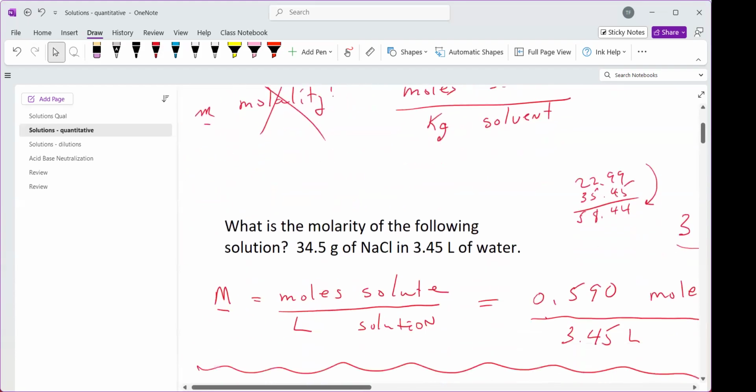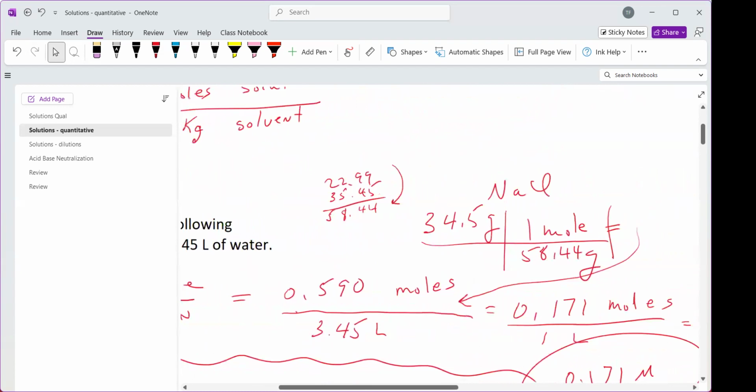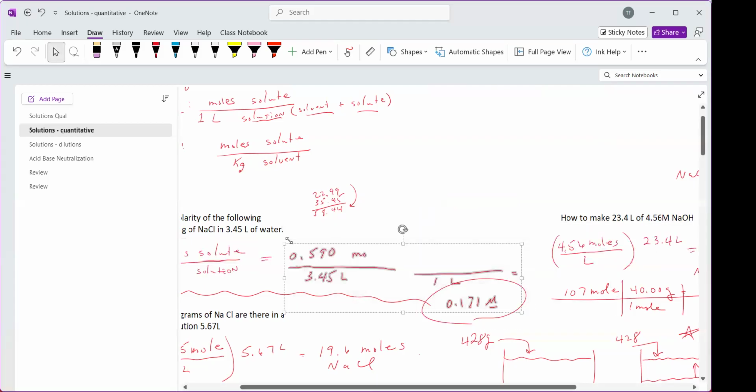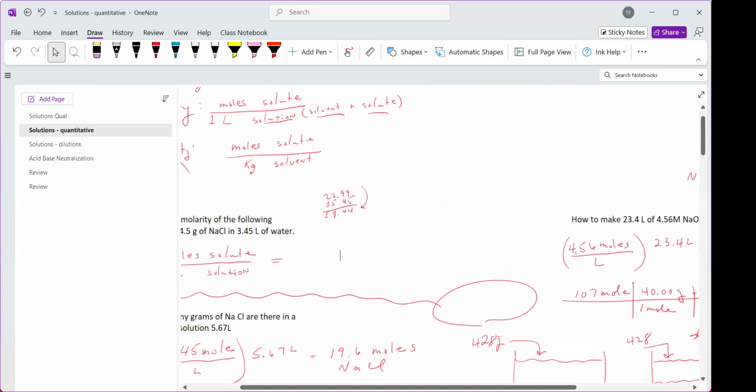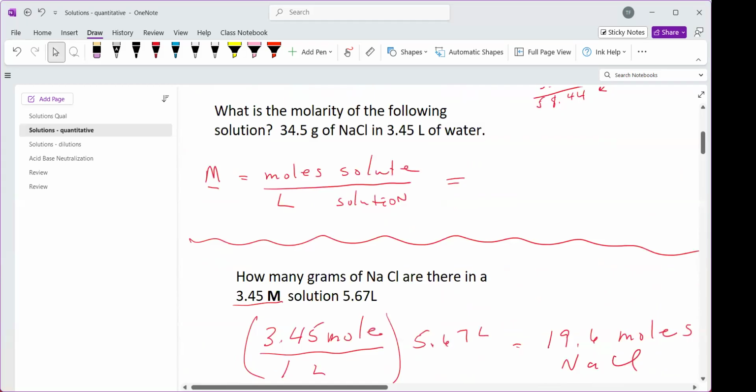Okay, so what does a problem look like? Let's clear the deck here. So let's look at this. What's the molarity of the following solution? 34.5 grams of sodium chloride in 3.45 liters of water.